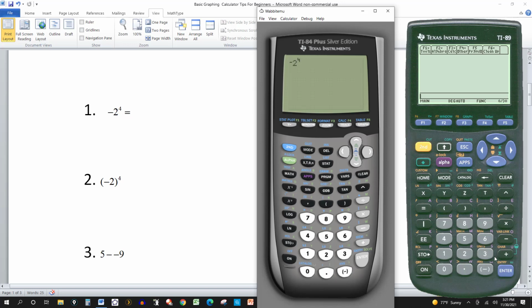This to the 4th. Okay, on this one, on the 89, negative 2. Again, use a little caret to get the exponent. This to the 4th, and then I hit enter here. And notice it gives me negative 16. Over here on this one, hit enter, negative 16. So again, when you have it this way, this 4 only applies to the 2. It doesn't incorporate the negative. If you want to take negative 2 to the 4th power, then you use parentheses, like number 2 here.